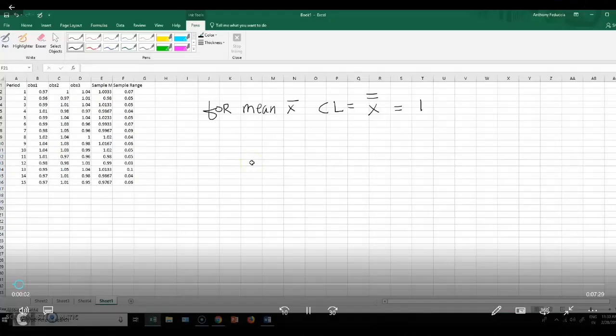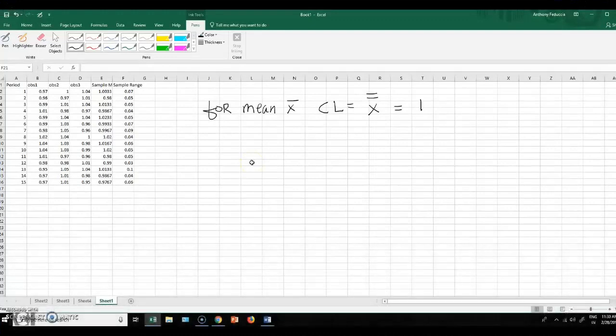Hi everyone. In Unit 10, you're going to find the center line of a control chart for a mean and also the upper and lower control limits or confidence limits. And you're going to do the same thing for the range. So here's an example of a problem you could run into.